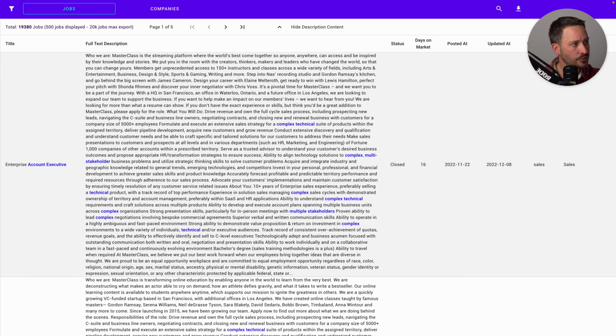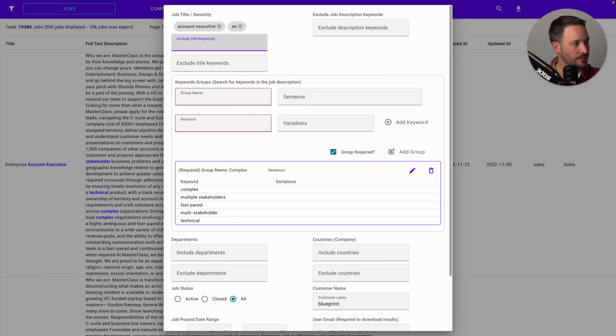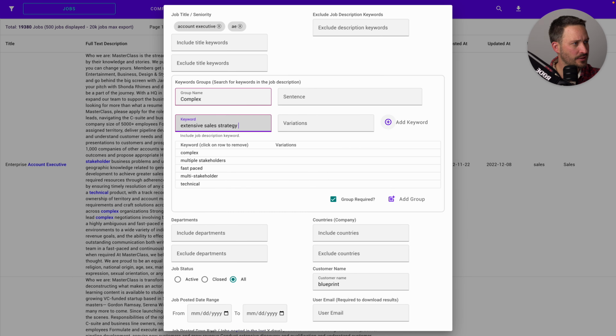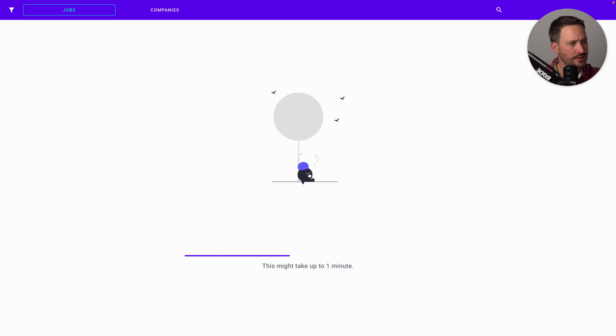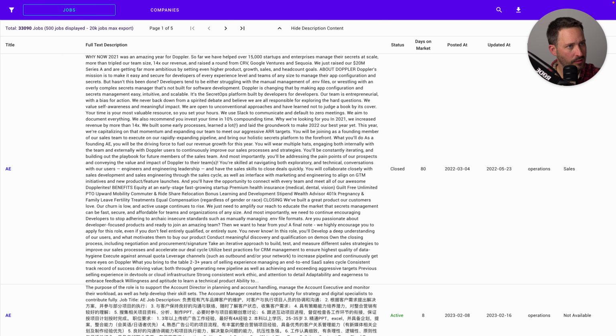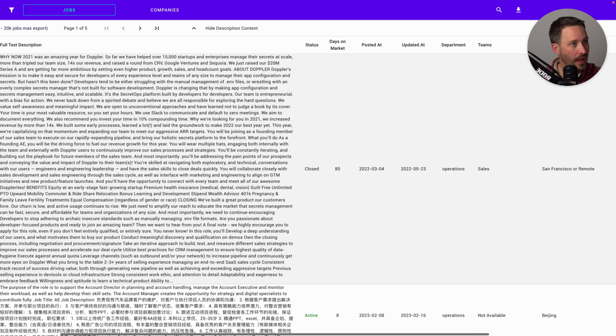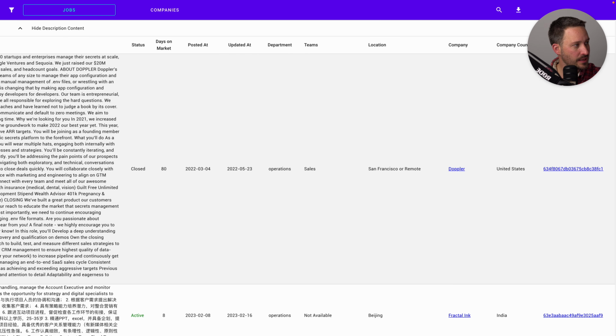Masterclass, closing, renewal business, 5,000 employees. Oh, extensive sales strategy, right? That's a good one. Let's add that, extensive sales strategy. Add keyword, and let's click filter and see. Look at that. Thousands of jobs with extensive sales strategy. And now we have another job that actually meets that criteria.